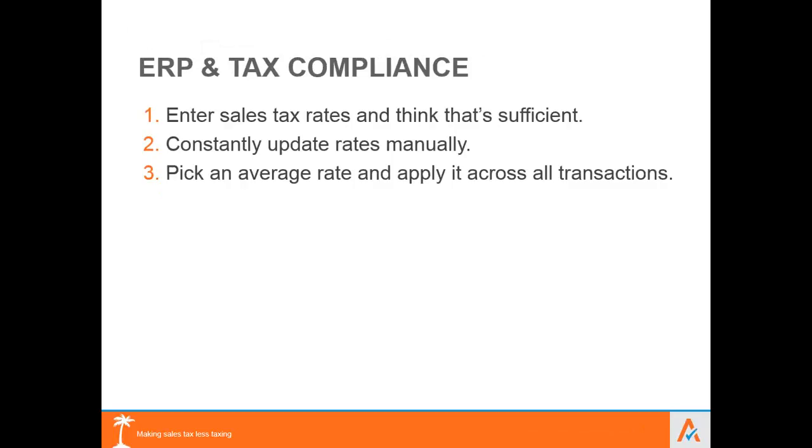There are basically three traditional ways businesses handle tax compliance. Number one, you can enter sales tax rates and think that's sufficient, not realizing that rates, rules, and boundaries change constantly. By using out-of-date rates and rules, they're effectively setting themselves up for an audit. Number two, you can constantly update rates manually, which is a huge drain on time and resources. Or three, you can pick an average rate and just apply it across all transactions. None of these are doing your business any good. In fact, they're costing you more money than is needed to manage tax compliance in the first place. And that's money that could be spent growing your business.